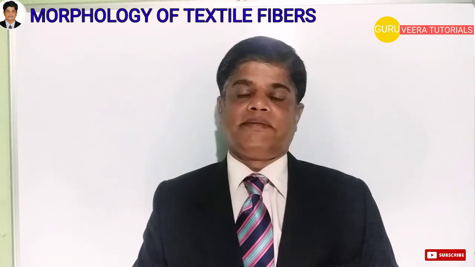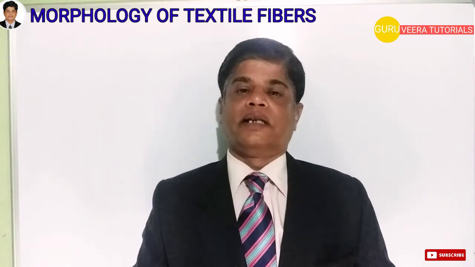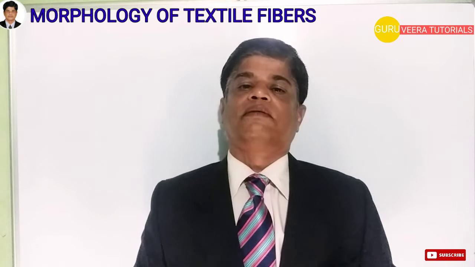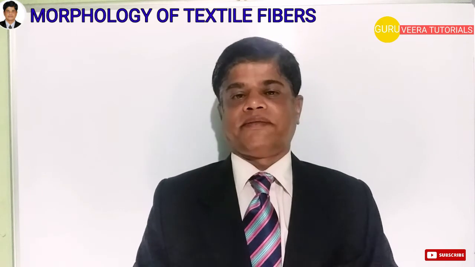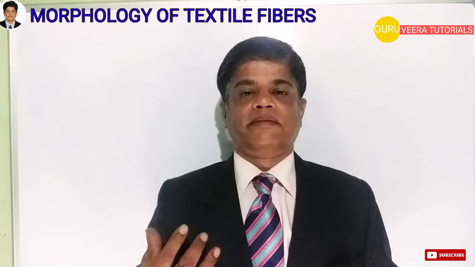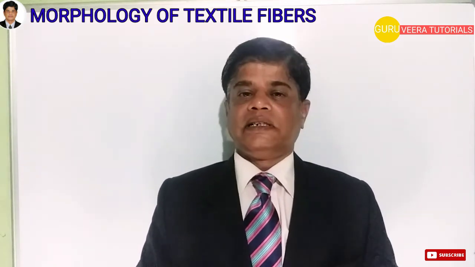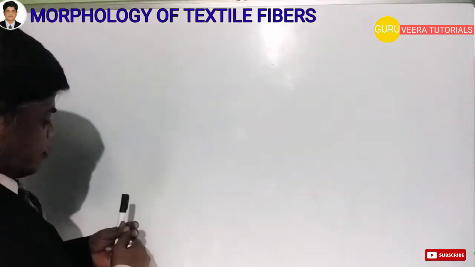Fiber may be cotton, linen, wool, silk or polyester, nylon, acrylic, acetate, whatever kind, or regenerated fiber like lyocell, tencel, modal. Whichever fiber you take, morphology is there. Like how our body anatomy is there, all skeleton, nerve system, respiratory system and other things like that, morphology is there in the textile fiber. That morphology is required to understand. Let's start. Okay, what is morphology?